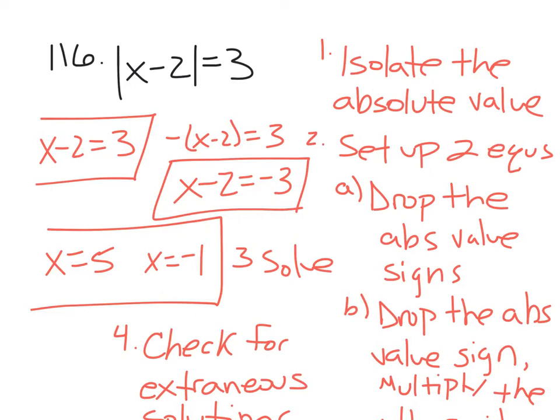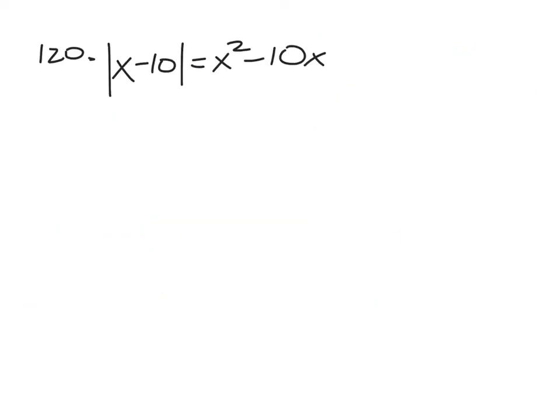All right, one more for me then. All right, so you guys tell me, what's the first step? Because it's already isolated, right? So then the first thing is to just drop it. Fat hand got in the way. X minus 10 equals x squared minus 10x. That's one equation.